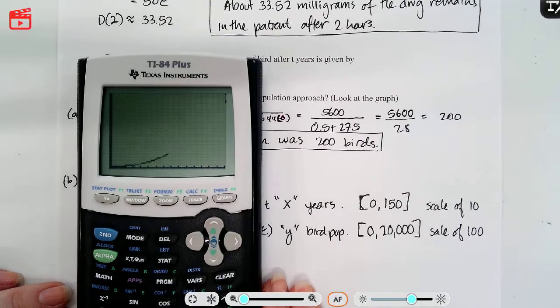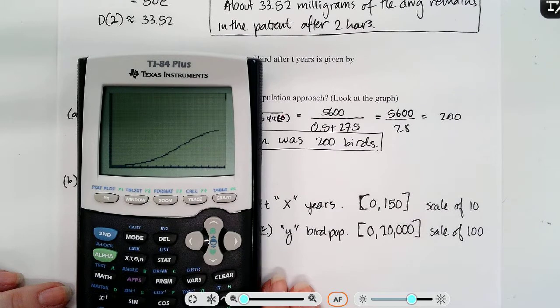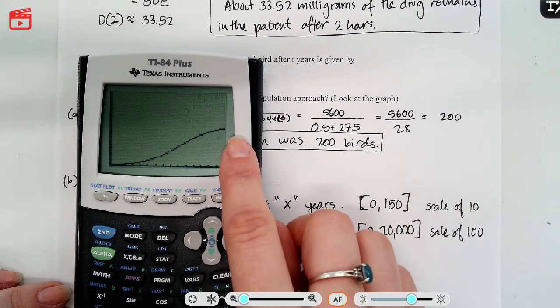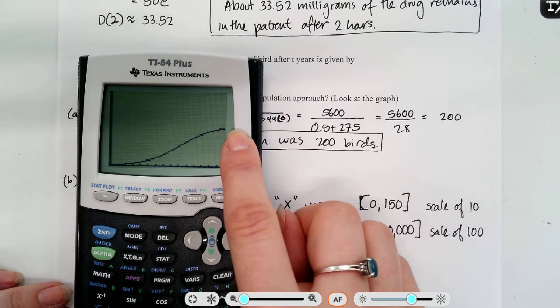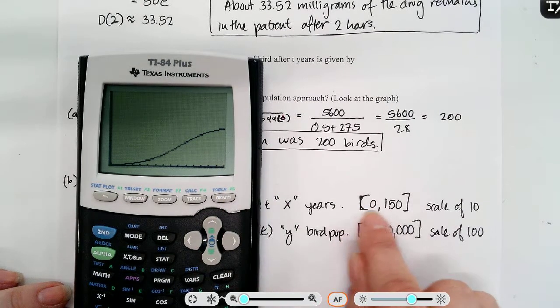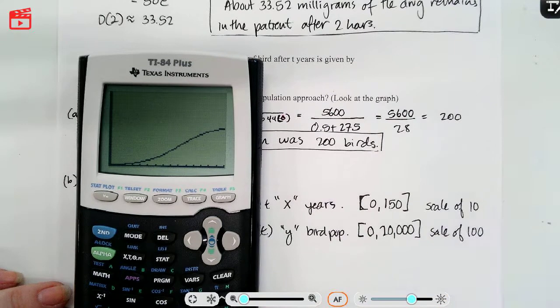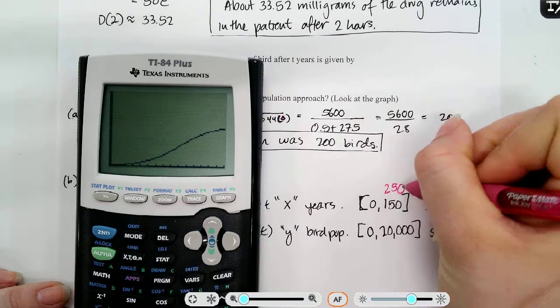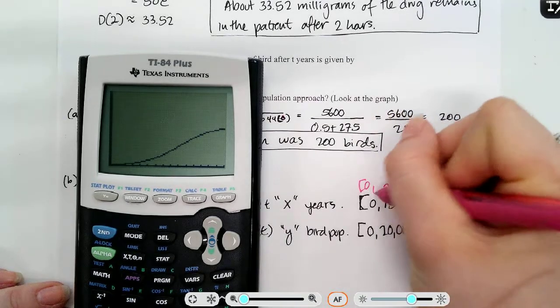Oh, there she comes. Look at it. It kind of starts to level out here, but I don't know what that value is. Maybe I made my x values too small, so I'm going to extend it. Let's go with 250, so 0 to 250 years.